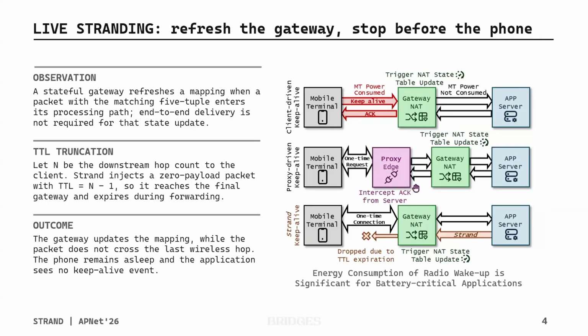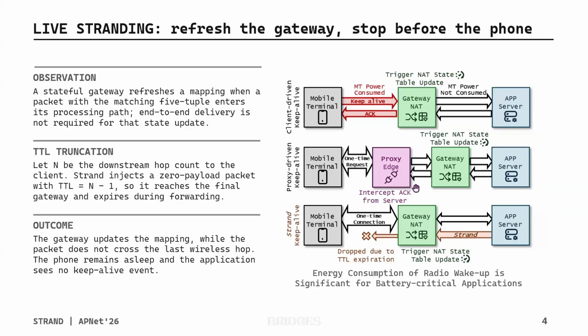Strand sends a zero-payload packet with TTL n-1 at the IP layer. Each hop decrements the TTL. So at the final gateway, the packet matches the flow and refreshes the mapping, and after forwarding, the TTL reduces to 0, dropping the packet before the wireless hop. The phone is not paged, the modem stays idle, and the application receives nothing. The packet is also injected outside the TCP retransmission queue on the server side. Otherwise, the missing ACK would trigger retransmissions or close the connection.